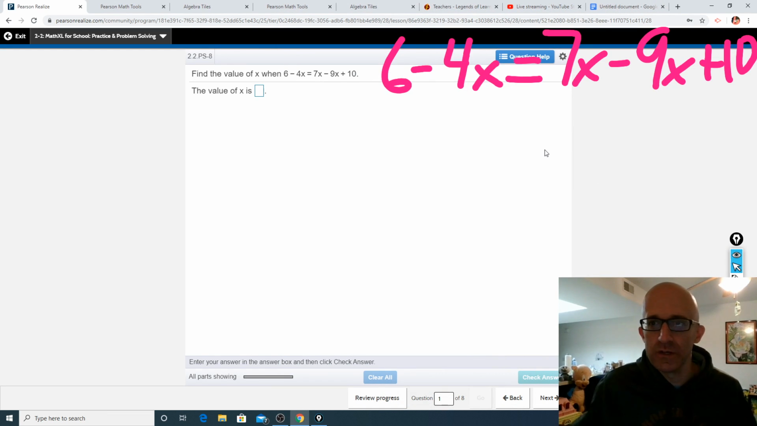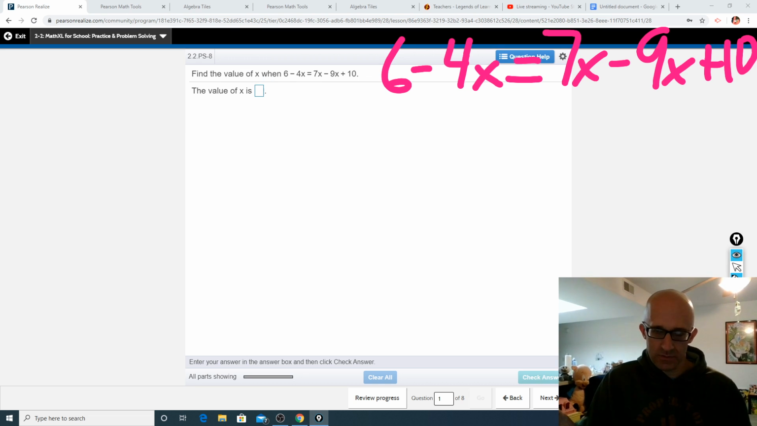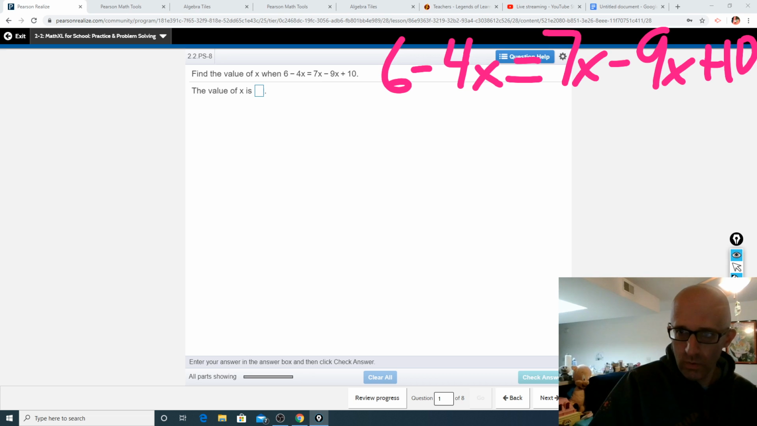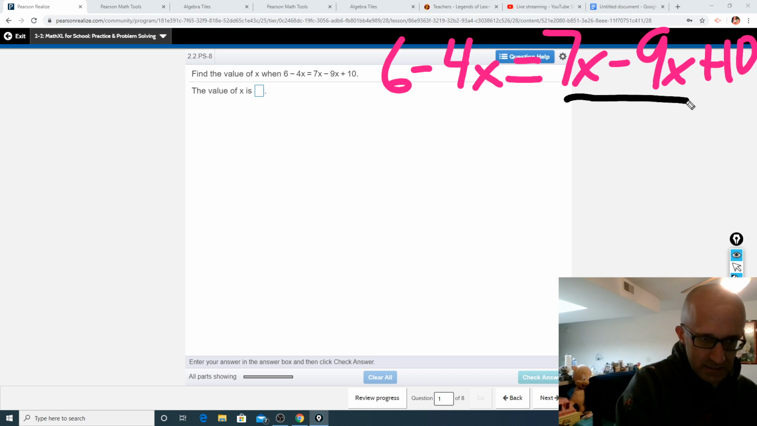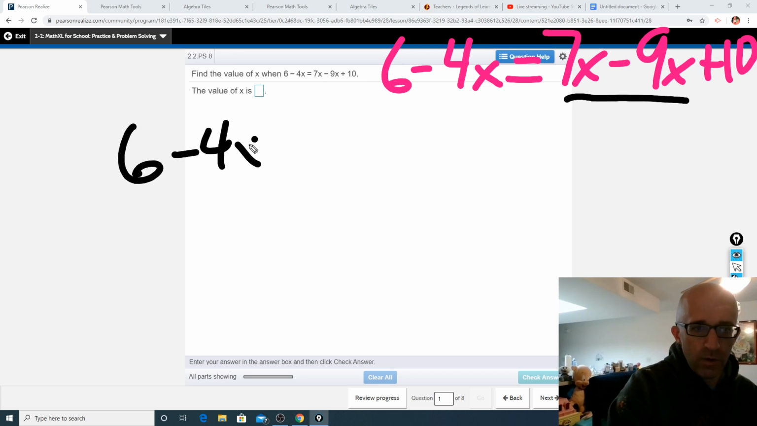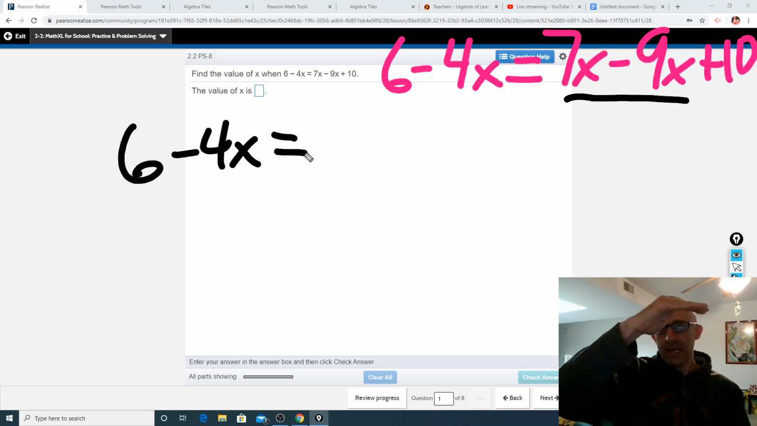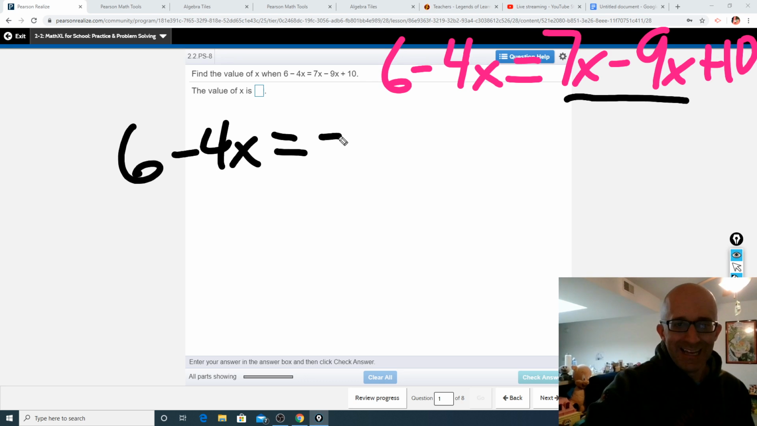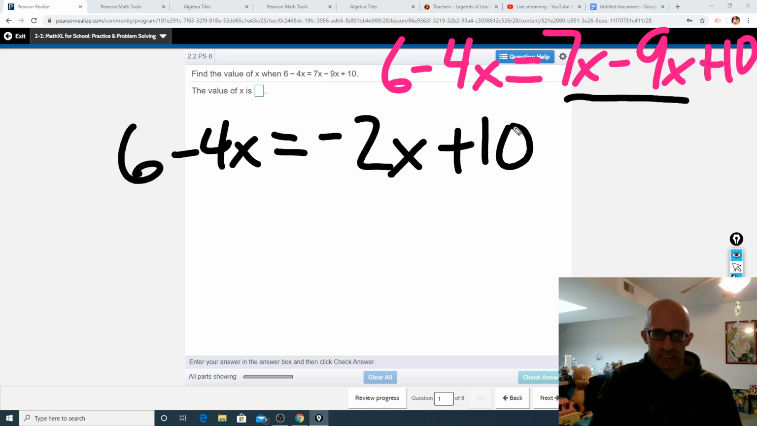What do you want to do first? The goal of our question is to find what the value of x is. So we have to combine our like terms. We see that we have a 7x and a 9x on the right side. So I'm going to write the next line down as 6 minus 4x. And what's 7x minus 9x? Well, if you're at 7 degrees outside and you get 9 degrees colder, it's going to be negative 2x plus 10. So negative 2x plus 10.